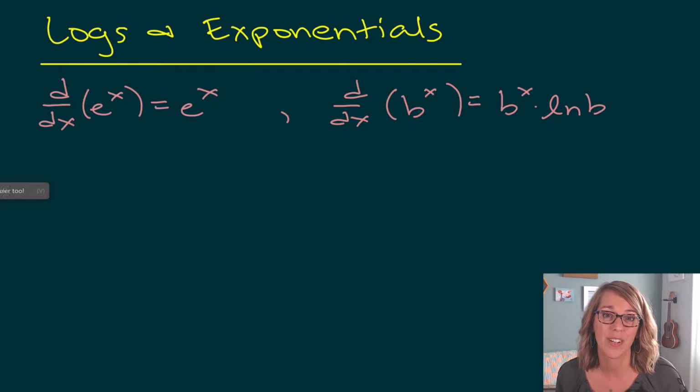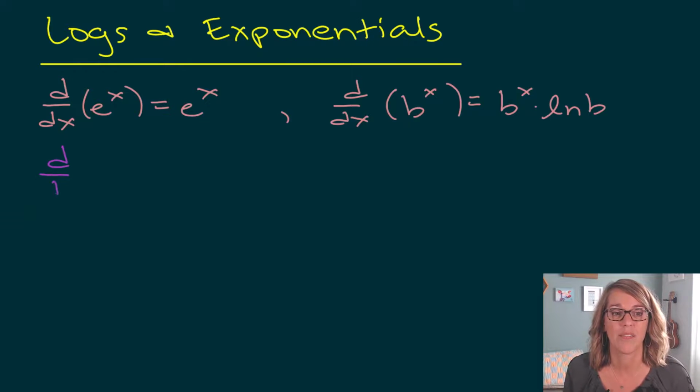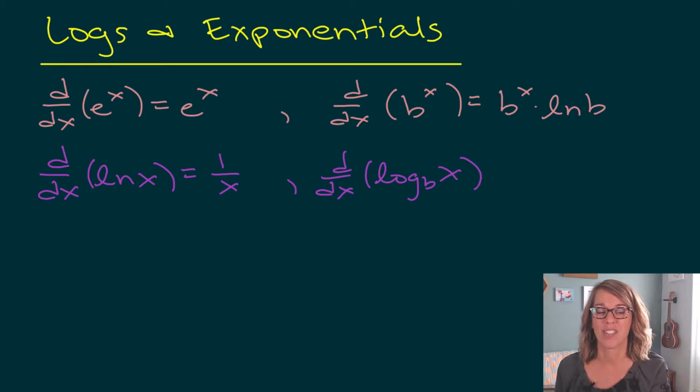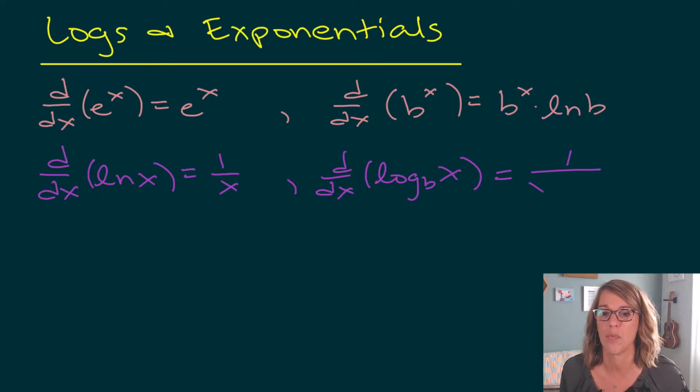Let's also look at the derivatives of our logarithms. Let's start with the derivative, d/dx of the natural log of x. This is equal to 1 over x. But I can also have the derivative of a log base anything. So let's do log base b of x. Similar to our exponentials, it's going to be the same derivative. So I'm going to end up with 1 over x, but I again have that fudge factor, and it's the same fudge factor of natural log b.